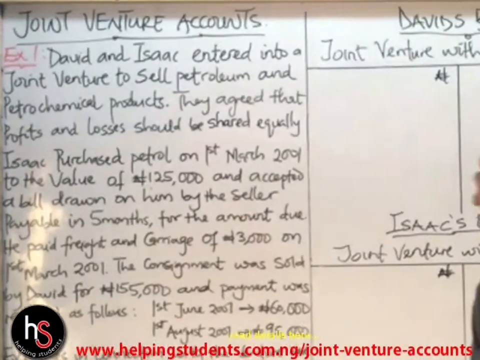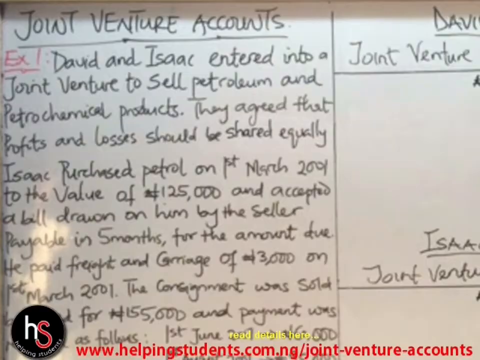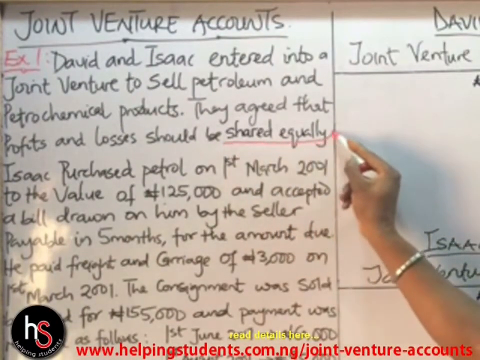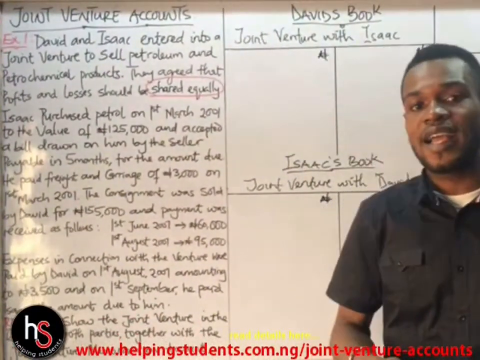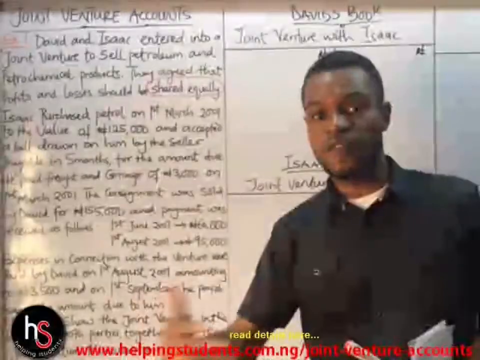Okay? So let's go. David and Isaac entered into a joint venture to sell petroleum and petrochemical products. They agreed that the profit and loss should be shared equally. You take note of this again. Now they have agreed that the profit and loss should be shared equally. Okay? Equally, either it's 50-50, on a 50-50 basis.